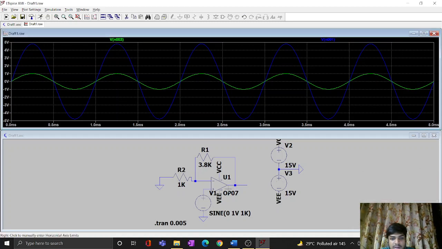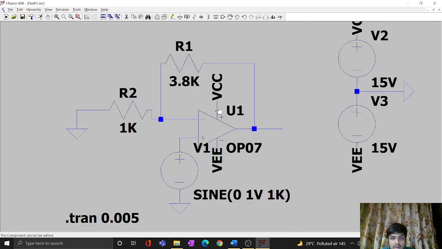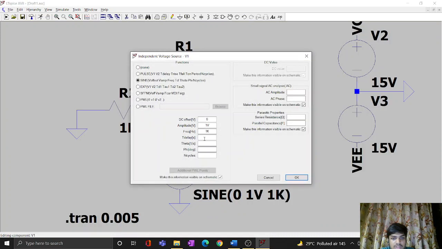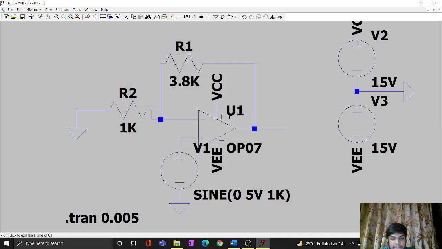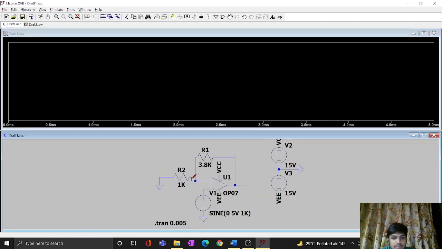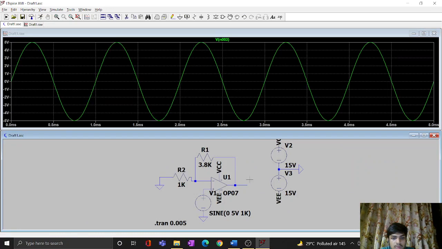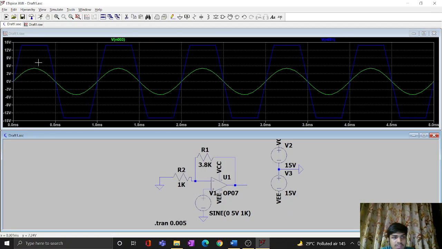To get the saturated output, we can change the input voltage amplitude to 5 volts, and as it surpasses the value of 15 volts in the output, we should get a flattened wave. This is the input, this is the output. As you can see, there is flattening of the curve as it reaches the saturation here.